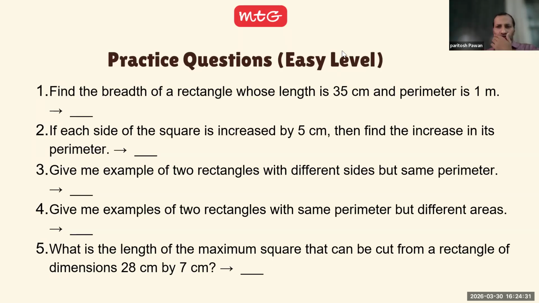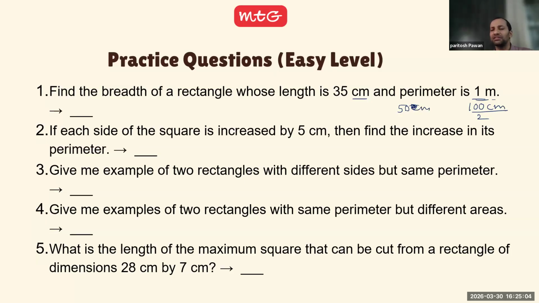So okay, good. So now we will discuss questions one by one. Your first question says, find the breadth of rectangle whose length is 35 centimeter and perimeter is 1 meter. Here this is centimeter and this is a meter, so obviously it has to be the same unit. So 1 meter will convert into centimeter, so it is 100. So perimeter is 100. What I told you, if you divide perimeter by 2, you will get the sum of length and breadth. So that is 50 centimeter.